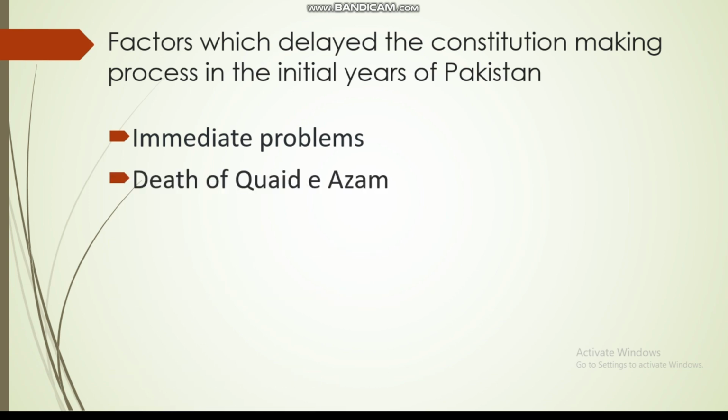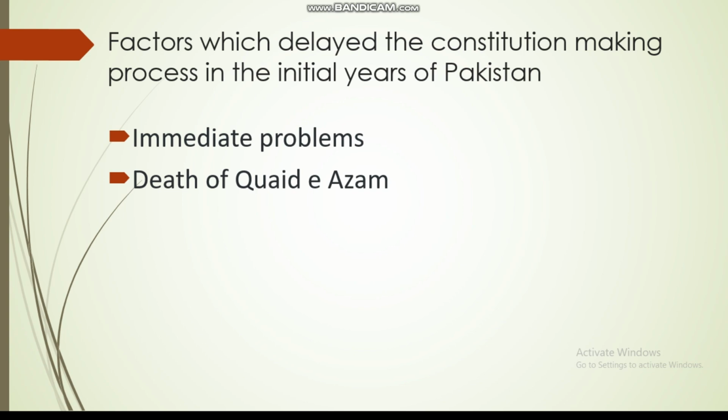Next is the death of Qaid-e-Azam. While addressing the Constituent Assembly on 11th August 1947, Qaid-e-Azam Muhammad Ali Jinnah had provided the outline for the constitution making. He did not live longer and died on 11 September 1948 before he could give a constitution to his people. Had he lived longer, the constitutional dilemma would have been resolved much more easily.